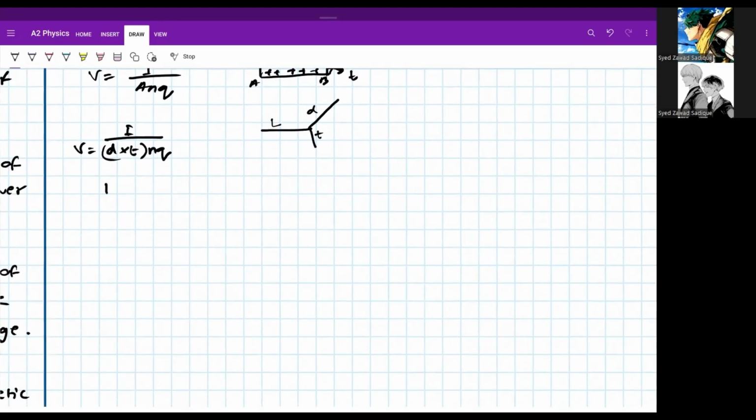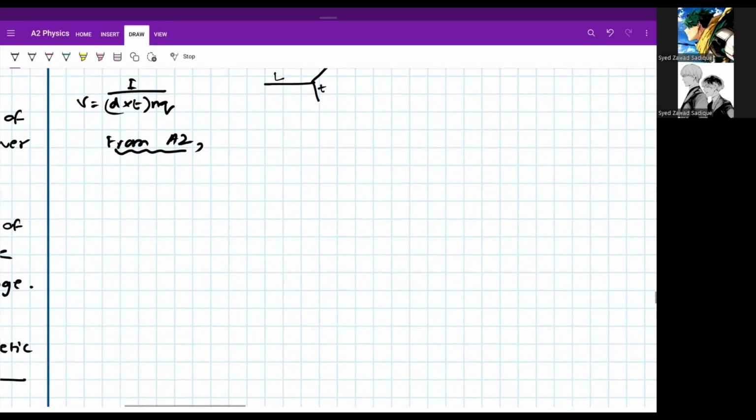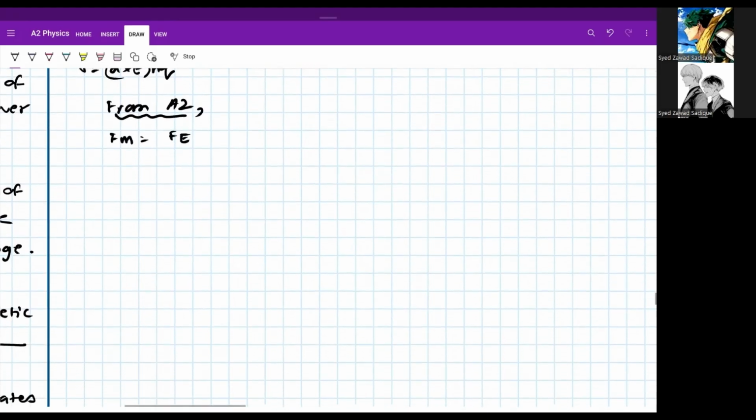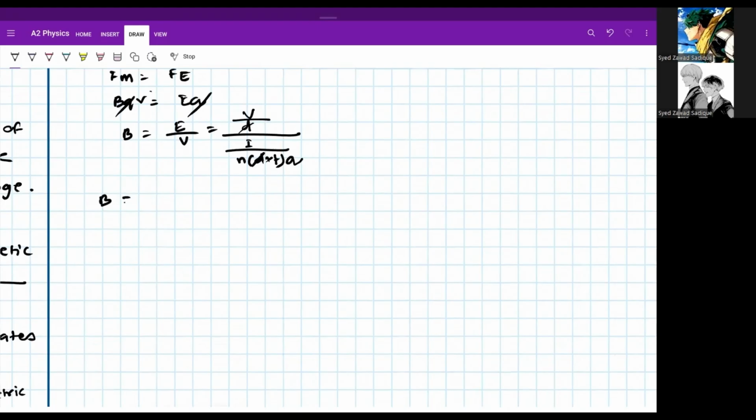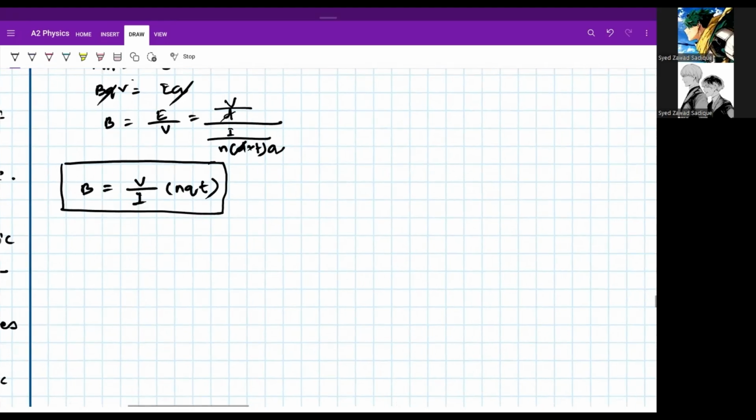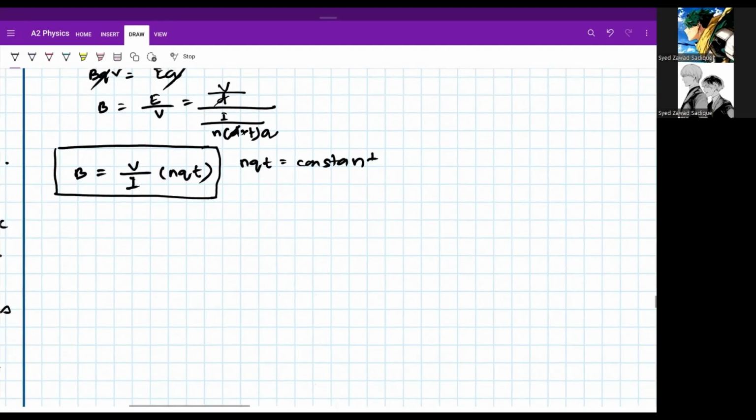Now from A2, we know that magnetic force is equal to electric force. So BQv is equal to EQ, and Q cancels out. So B is equal to E by v, which is equal to V by D divided by I by nDTQ. Now we can cancel out this D and this D, and we end up with the formula V by I, nQT. Now, nQT is equal to a constant provided by the supplier.